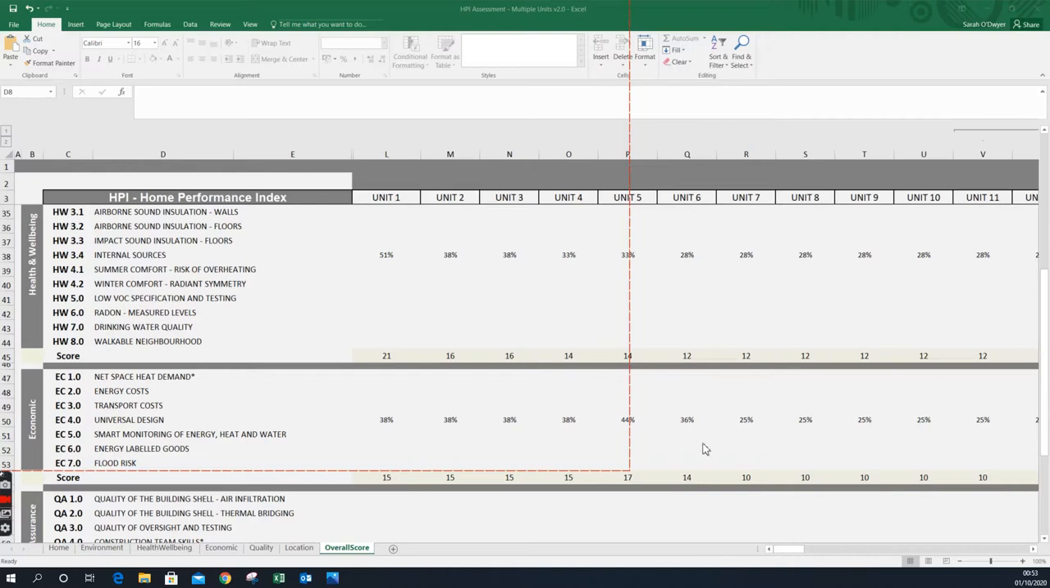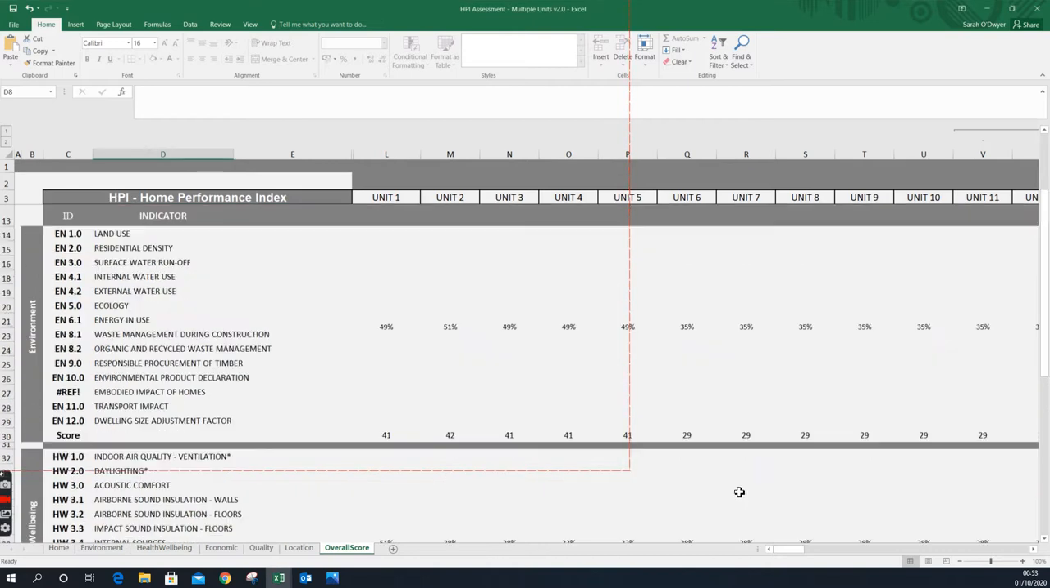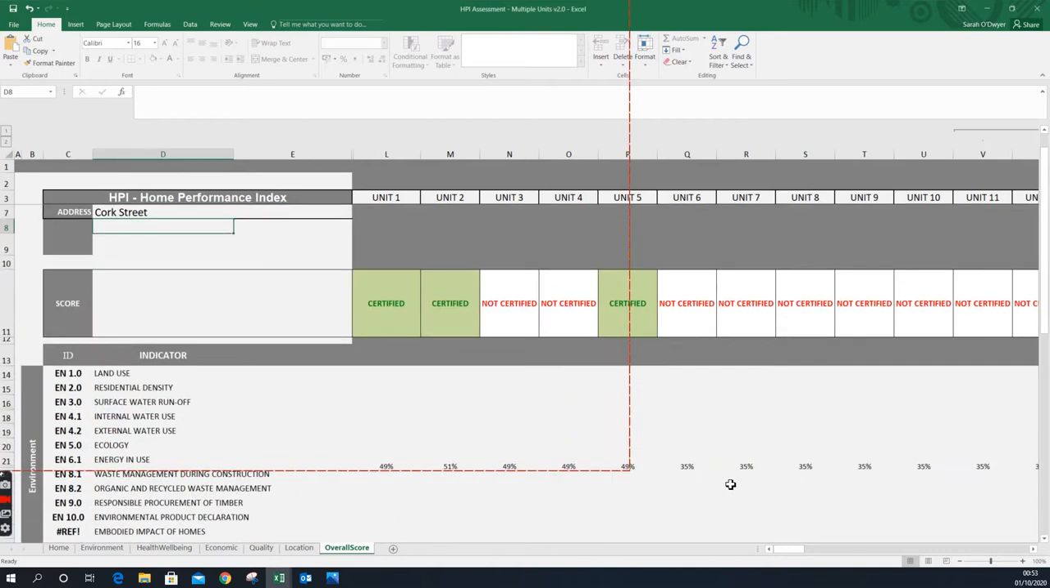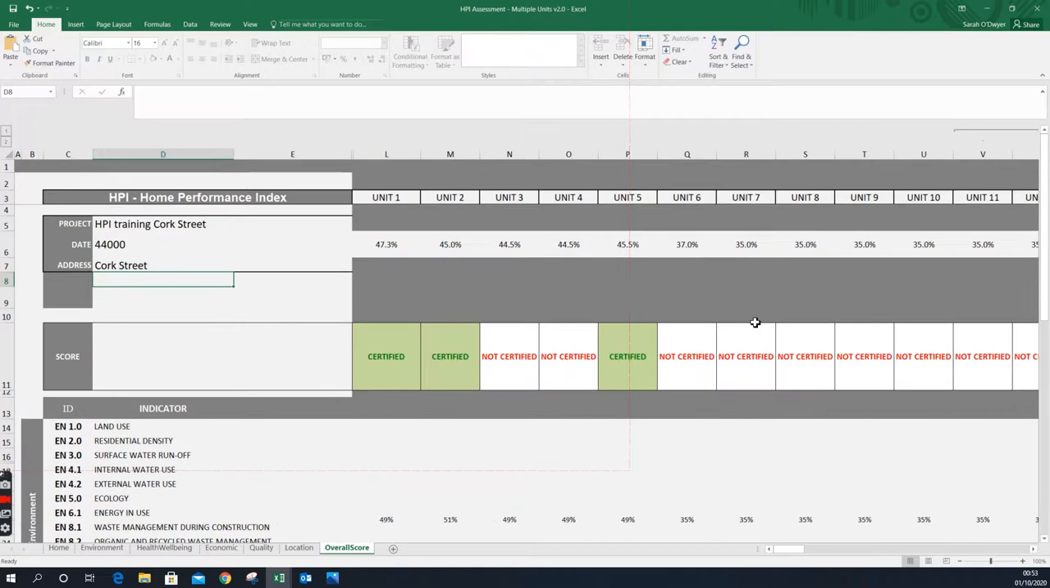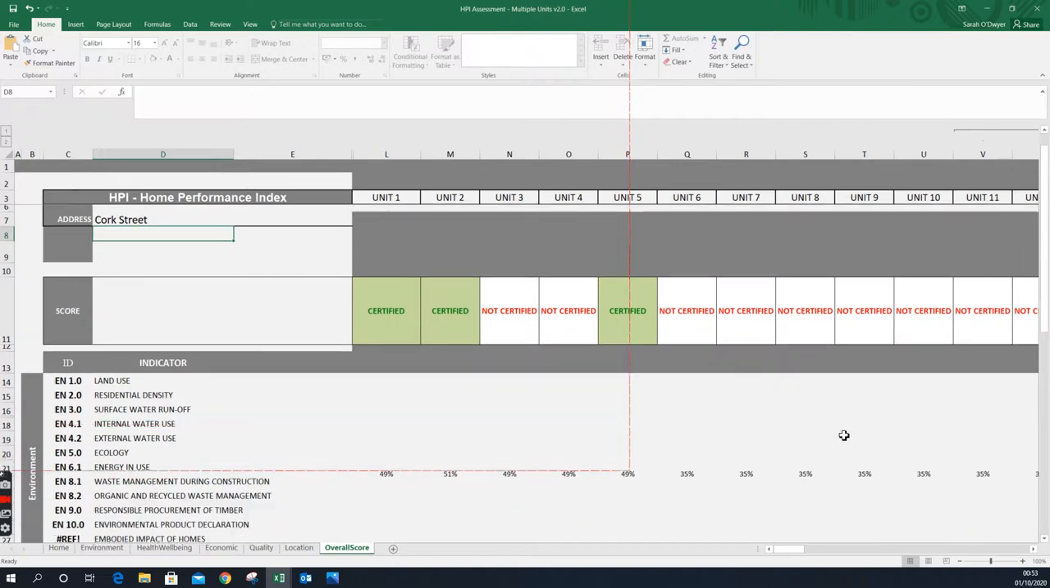I wanted to make some general points when it comes to the overall score. All of these are formulaed up and counted up, and you could see here that we are getting the certified level. I think that's the only one I filled in, I didn't go and fill in the rest. So we're just about pushing into the certified level.